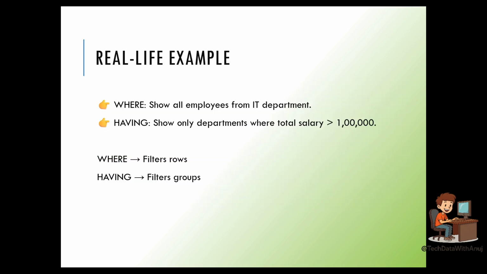This is a real life example. WHERE: all employees from the IT department. HAVING: only departments where total salary is 1 lakh. WHERE filters rows, HAVING filters groups.